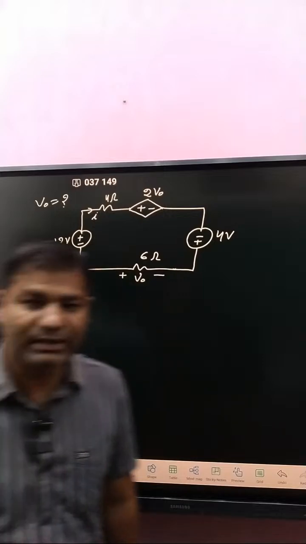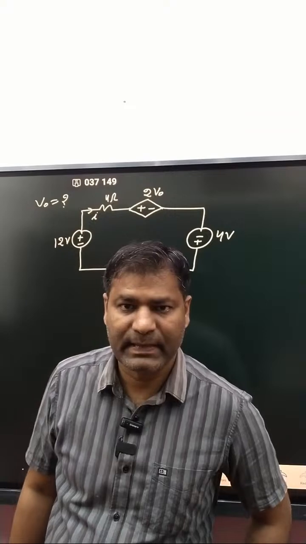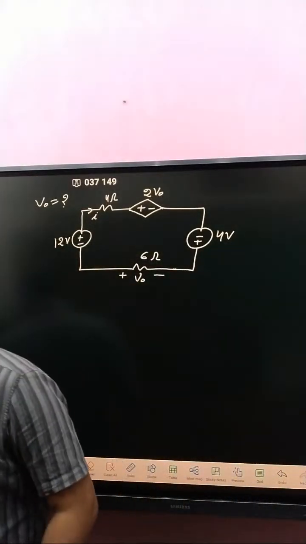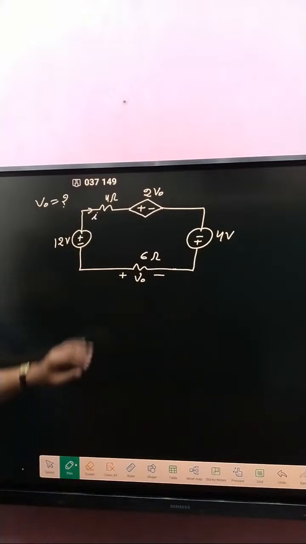So how can it be determined? First of all, everyone can try, then after that I will solve it. Simply apply KVL. First of all, apply KVL in this loop. Simply apply KVL.